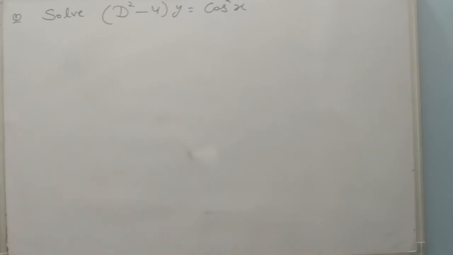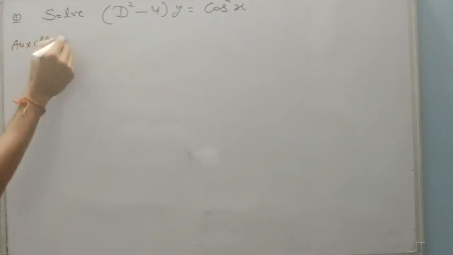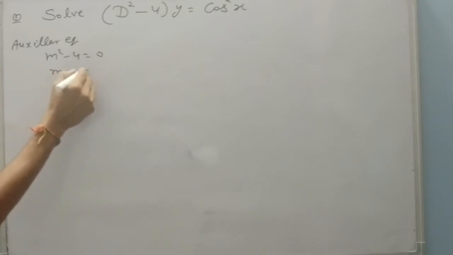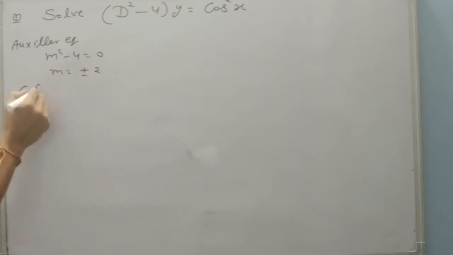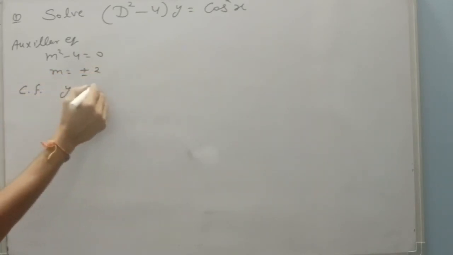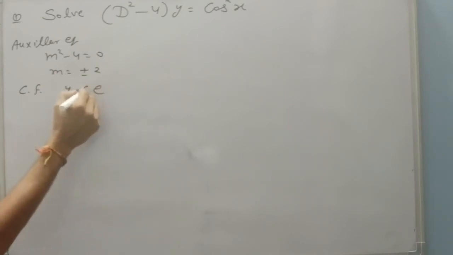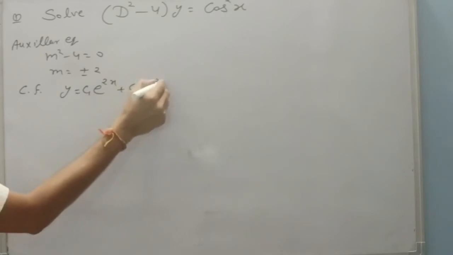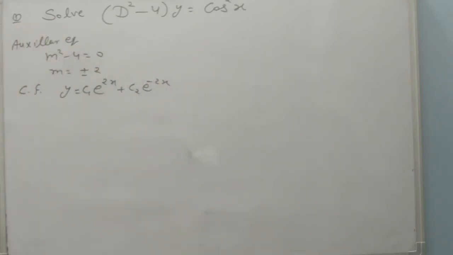Now see this question, it is another very important question from the exam point of view. First of all, the auxiliary equation, that is m square minus 4 is equal to 0, or I can say m is equal to plus minus 2. So the complementary function is y is equal to c1 e to the power 2x plus c2 e to the power minus 2x. This is the simplest part of this solution.